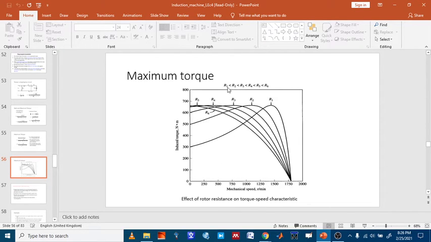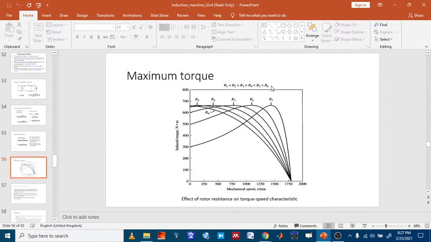As you can see from here, R1 is less than R2. This is the starting torque. These are the torque and the mechanical speed. The vertical axis is the torque, and the mechanical speed is the horizontal axis. So if you want a higher starting torque, what you need to do is just increase the rotor resistance.